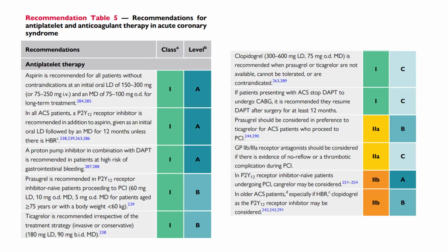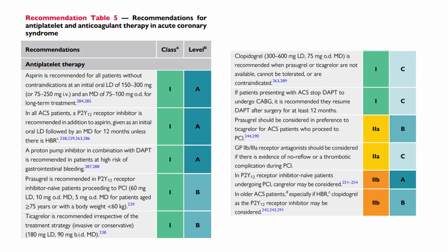So in terms of antithrombotic efficacy: prasugrel, ticagrelor, and clopidogrel. In terms of bleeding risk: prasugrel, ticagrelor, clopidogrel. So clopidogrel has the least risk of bleeding and also the least potency when it comes to antithrombotic effect. In patients presenting with acute coronary syndrome, if you stop dual antiplatelet to undergo CABG, it is recommended they resume after the CABG. I think we've mentioned this earlier. This was part of the new revisions that they added.